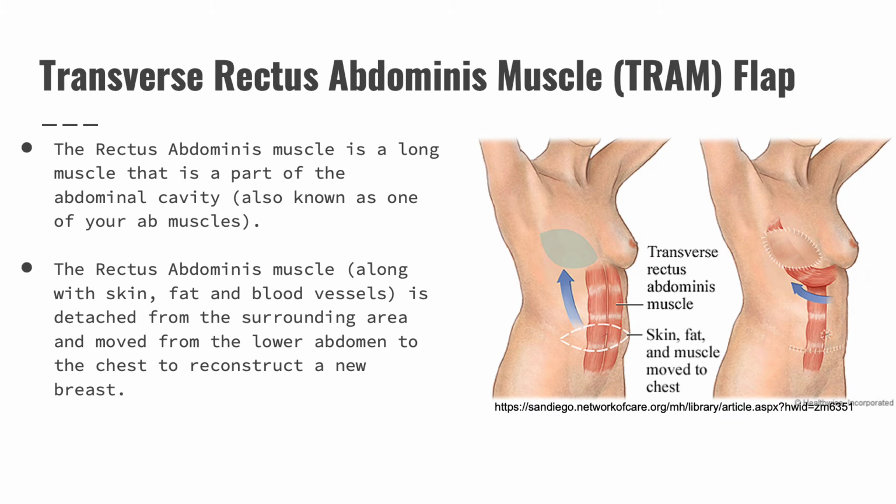The second option under autologous reconstruction is the transverse rectus abdominis muscle flap, or TRAM flap. The rectus abdominis muscle is a long muscle that is a part of the abdominal cavity. It is also known as one of your ab muscles. The rectus abdominis muscle, along with skin, fat, and blood vessels, is detached from the surrounding area and moved from the lower abdomen to the chest to reconstruct a new breast.